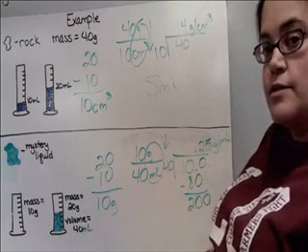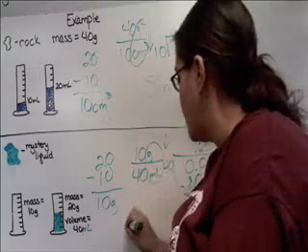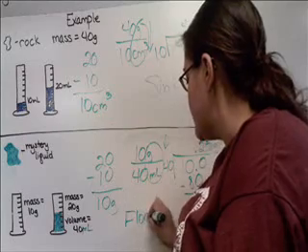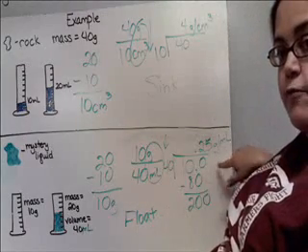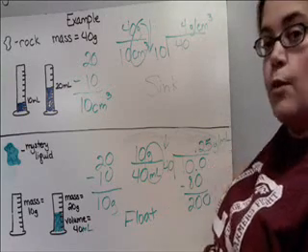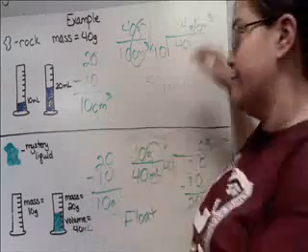Now will this float or sink in water? It will float, because the density of water is 1. This has a density of 0.25, which is lower. And remember, if it's lower, then it floats. So this liquid will float on top of the water.